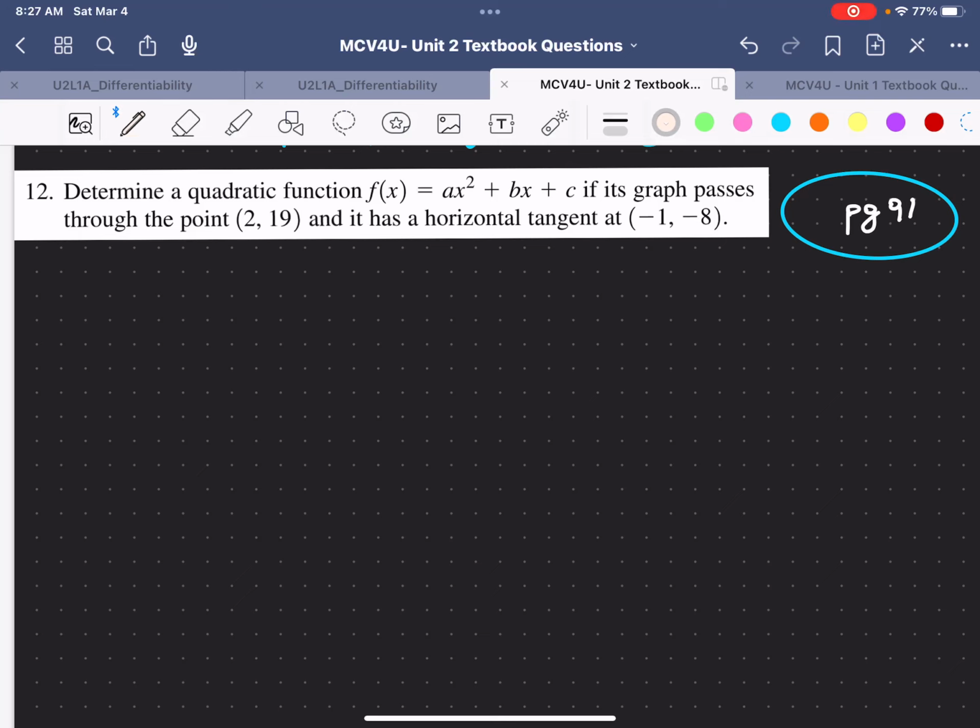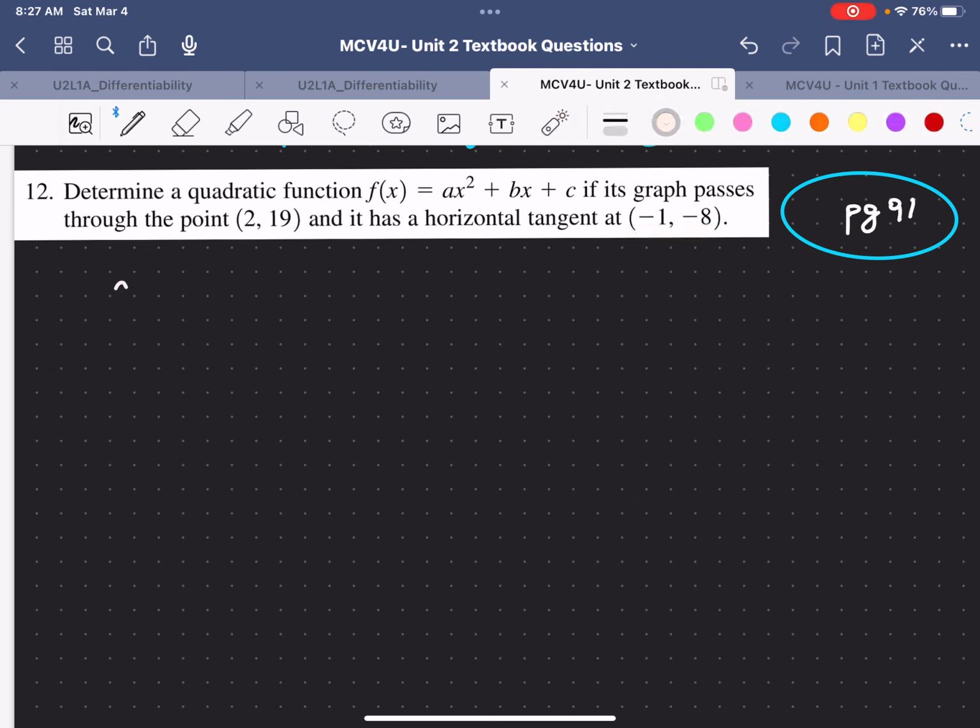Hi everyone, let's take a look at another textbook question on page 91, number 12. We have to determine the equation of a function f of x equals ax squared plus bx plus c if the graph passes through the point (2, 19) and it has a horizontal tangent at (-1, -8). Let's write the information down.